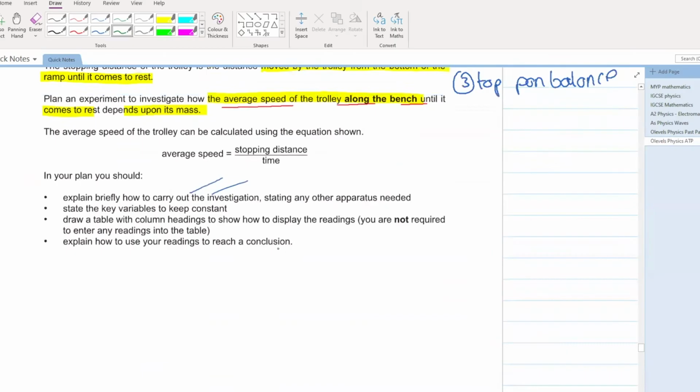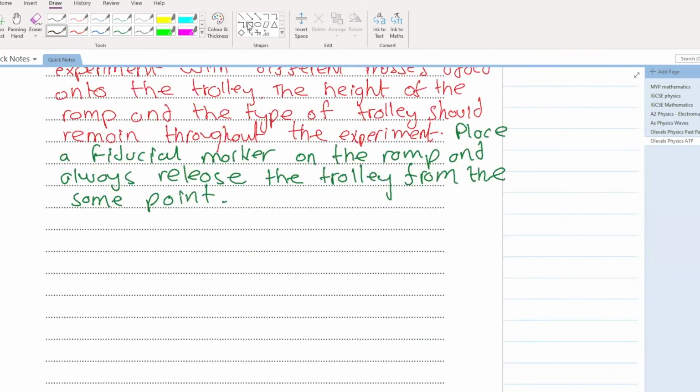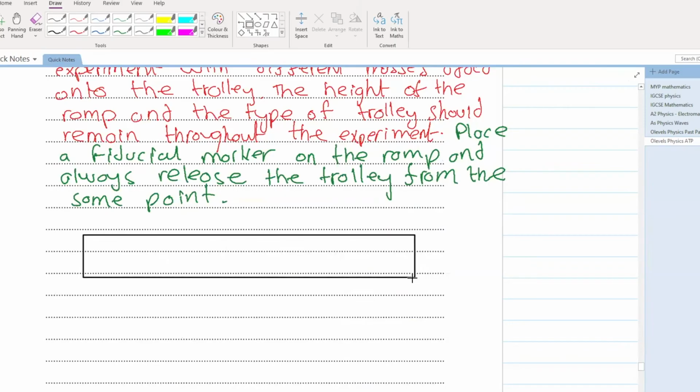Last thing left, I guess. Draw a table with column headings. Explain how to reach a conclusion. A table with column headings is pretty interesting in this experiment. Always remember, whatever you measure in the experiment goes inside the table. So you will write mass slash grams. Then you will write distance slash meters. Then time slash seconds. And then you will write the speed slash what? Speed. Or you can say average speed. I would say you should mention the entire variable, that is the average speed.